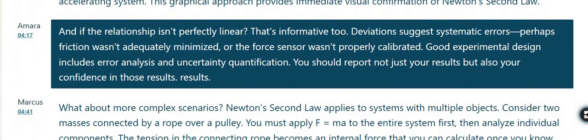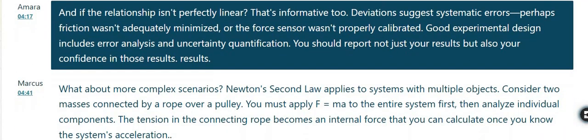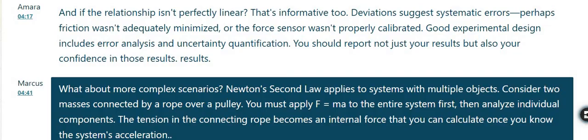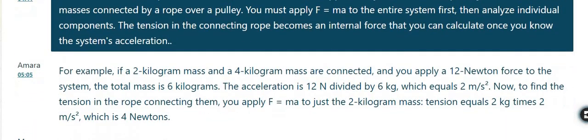And if the relationship isn't perfectly linear, that's informative too. Deviations suggest systematic errors. Perhaps friction wasn't adequately minimized, or the force sensor wasn't properly calibrated. Good experimental design includes error analysis and uncertainty quantification. You should report not just your results, but also your confidence in those results. What about more complex scenarios?